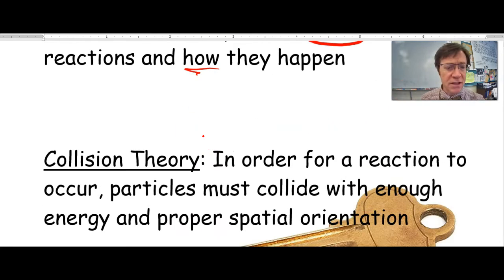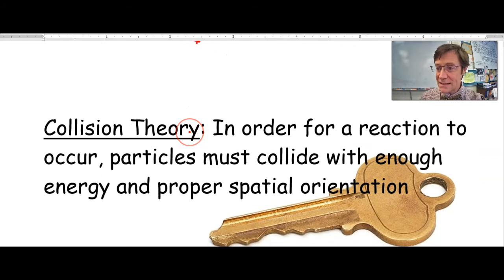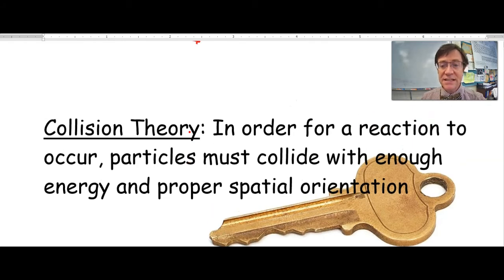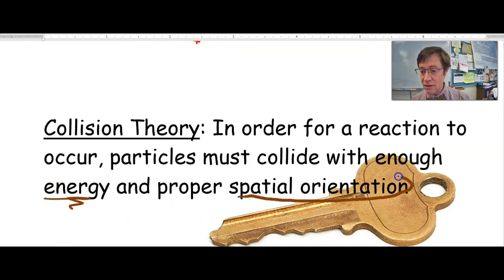Sorry, minor glitch. But anyway, what we need to talk about first is this thing called collision theory. So collision theory states that in order for a reaction to occur, the particles have to collide. In other words, they need to bump into each other with enough energy and the proper spatial orientation. So we need two things here. We need enough energy, and we need this thing, spatial orientation, in order for a reaction to occur.